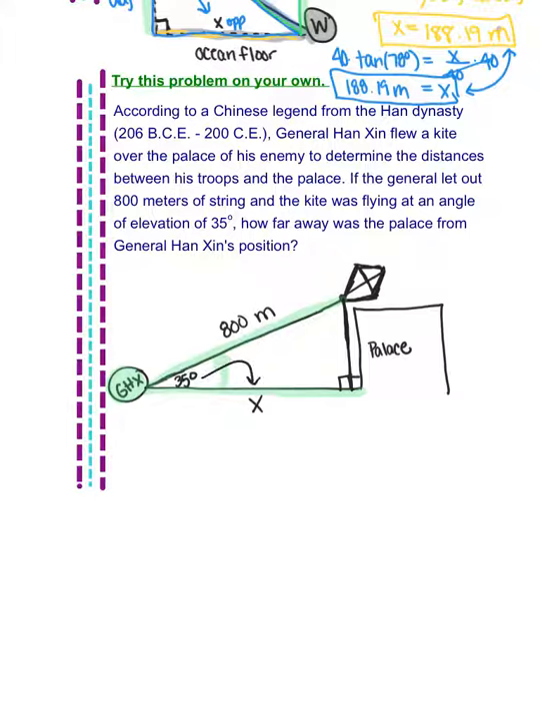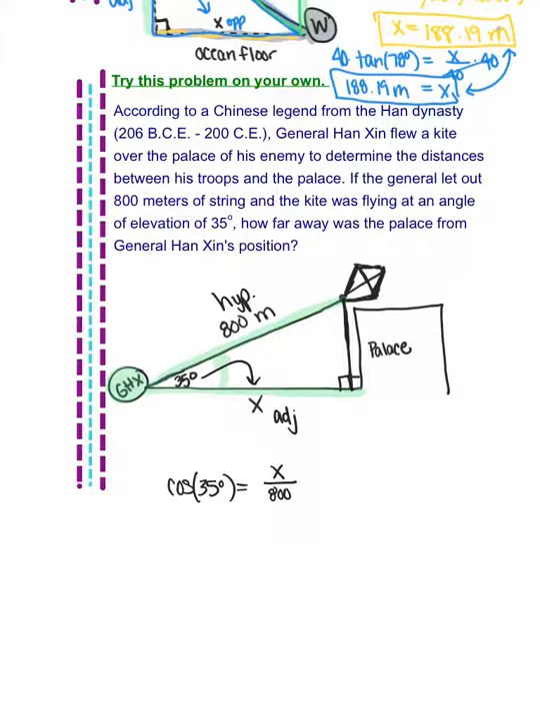I want to know how far away the troops need to go to get to the palace. And that's my adjacent side. And then I also have my hypotenuse, my diagonal, up here. So which trig function deals with adjacent and hypotenuse? And it is cosine. So I have cosine of 35 degrees is equal to my adjacent over my hypotenuse.